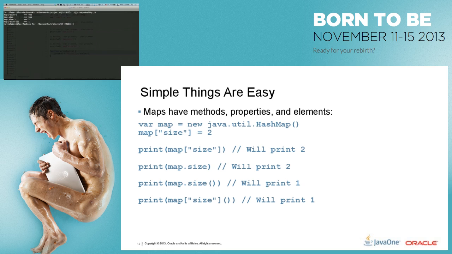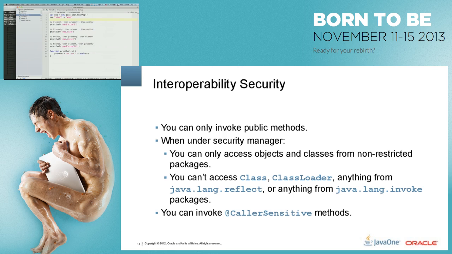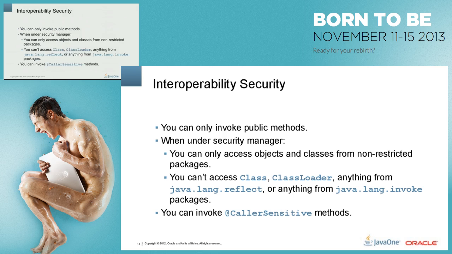However, as you can see, these first 2 expressions will return the element in the map, and these other 2 will invoke the method of the same name. And what I said is that you can actually shoot yourself in the foot if you want to, because you can do things like var x equals map size, and you will actually get the property, and then if you try to invoke it, well, this won't work. I won't even embarrass myself by running it. There are not really any well-defined semantics that this could work and still be cheap to execute.